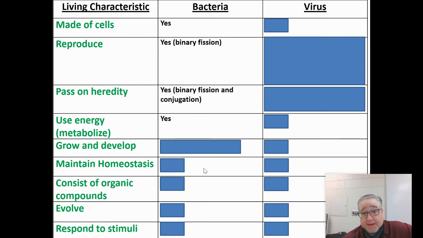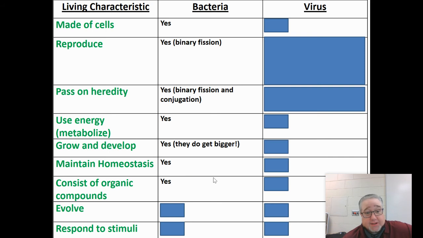Use energy, metabolize, of course they can. They have to eat, they have to obtain energy. Grow and develop, yes, bacteria actually can get bigger, believe it or not. Maintain homeostasis, yes, they have to maintain homeostasis to be alive. Consist of organic compounds, yes, they consist of things like proteins, for example, and lipids. Evolve, bacteria can evolve. We've talked about antibiotic resistance, for example. Some of the evolution of bacteria has been driven by humans, but they can evolve. And finally, they respond to a stimulus. They respond to things in their environment.